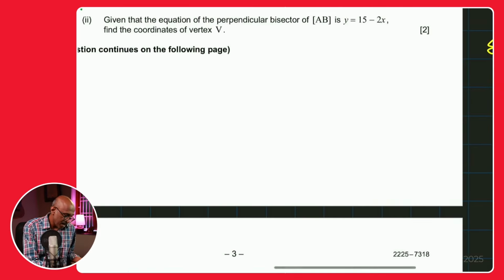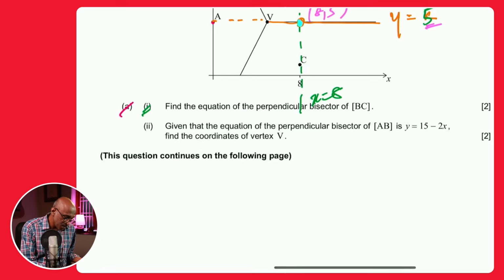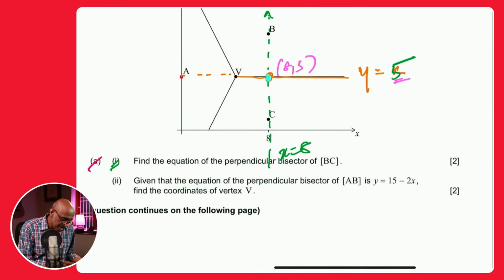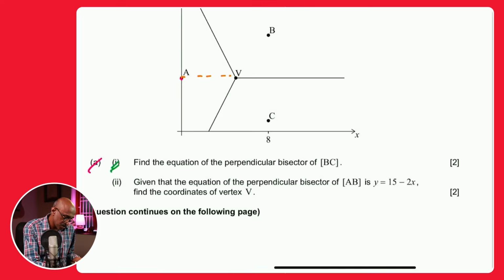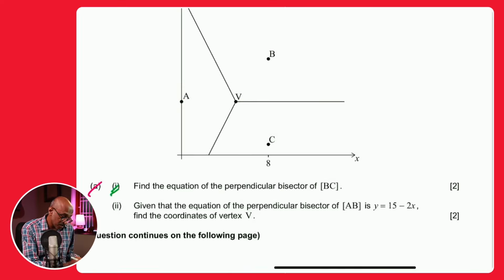This is A part 1. What's A part 2? Given that the equation of the perpendicular bisector of AB is 15 minus 2x. Now let me just erase these annotations. If you've missed it, please go back, rewind and watch. So this is the AB we're looking at. The perpendicular bisector is this one.